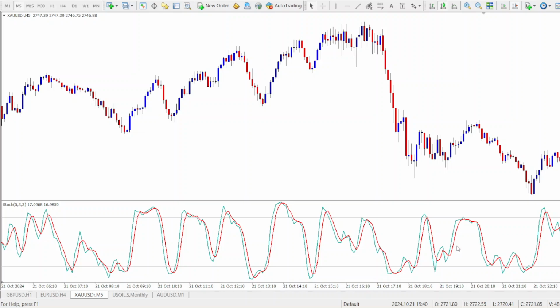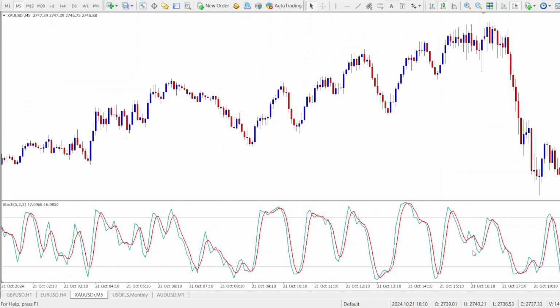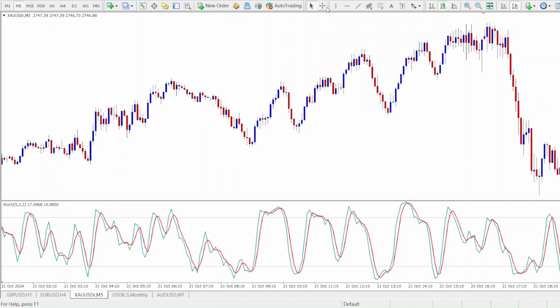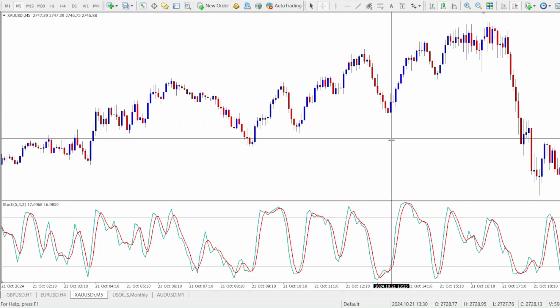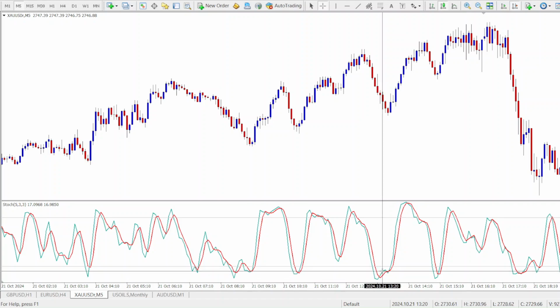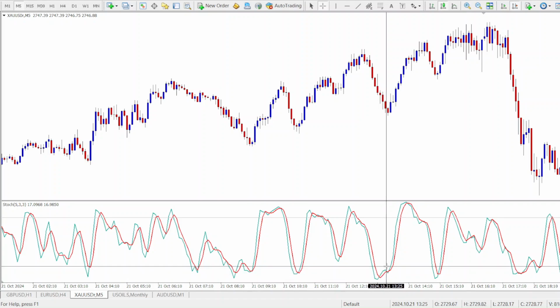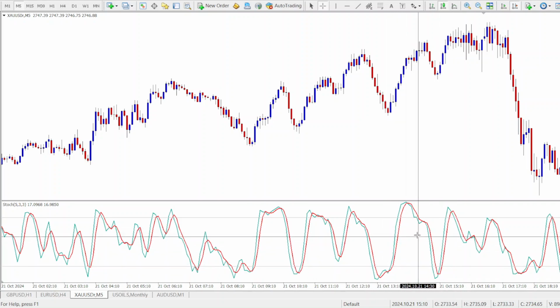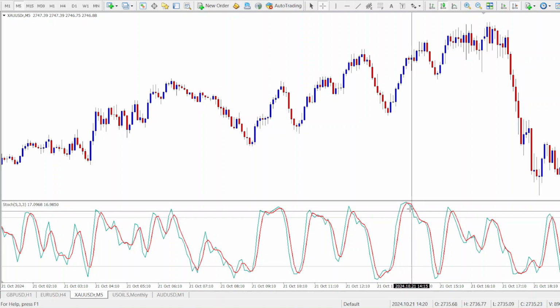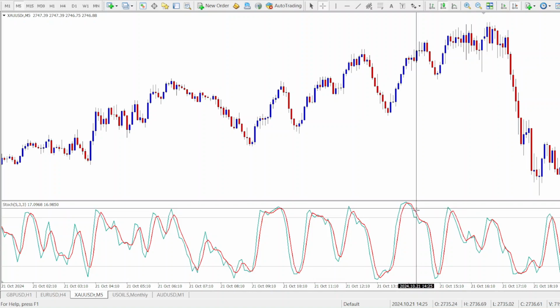But remember, it's all about finding that sweet spot where you get enough signals without being overwhelmed, right? Now, let's look at how you can apply these settings in real-time trading. The percentage K is going to be our green line, the main line. So when the percentage K crosses above the percentage D, that's when the main line crosses above the signal line, that's a potential buy signal, okay? While a cross below, like what happened here, may indicate a sell signal, okay?